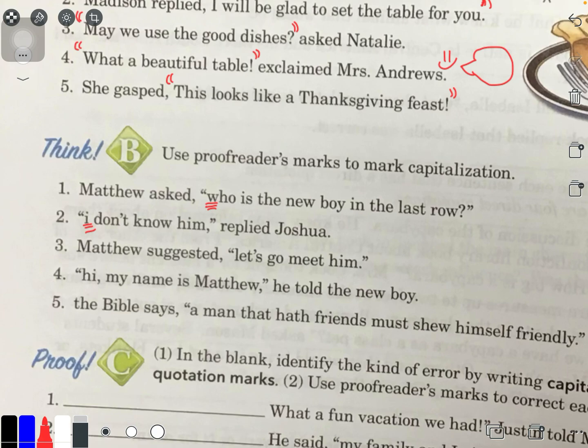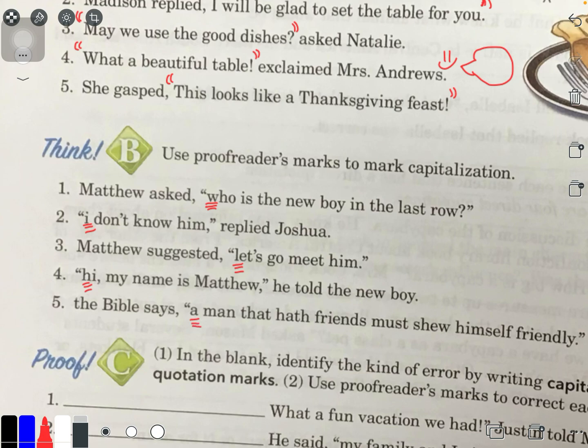Matthew suggested, "Let's go meet him." Again, we've got a direct quote, what Matthew is saying. I love the word suggested here. I need to capitalize the L in let's. "Hi, my name is Matthew," he told the new boy. I'm going to capitalize the H in hi, because that's what he's saying in the speech bubble. The Bible says, number 5, "A man that hath friends must show himself friendly." That's true. If you want to have friends, you've got to be friendly. I need to capitalize something here. Do you see it? It should look funny to you. That's right, the A.